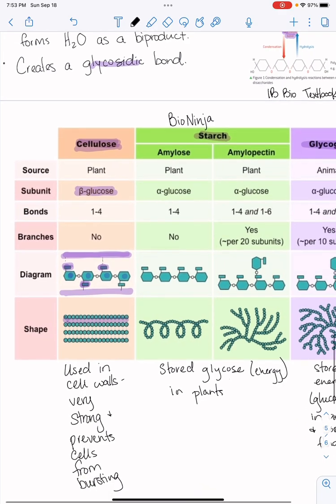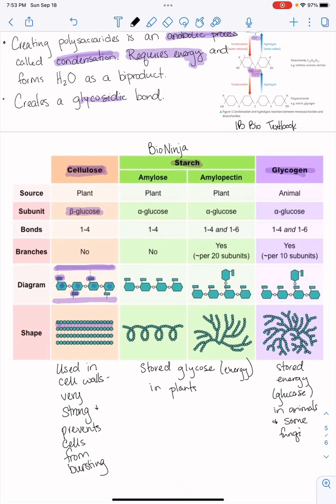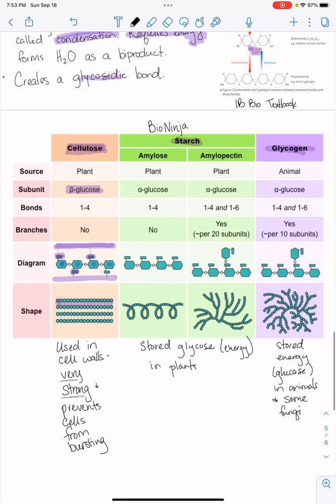And remember, we talked about how hydrogen bonds are not very strong by themselves, but when there are a lot of hydrogen bonds, it can become very strong. So cellulose is very, very strong. And that's why it's used in cell walls. It's part of cell walls. That's what makes cell walls so strong and rigid and prevents them from bursting. Okay, so cellulose is very important for structure because of those hydrogen bonds.